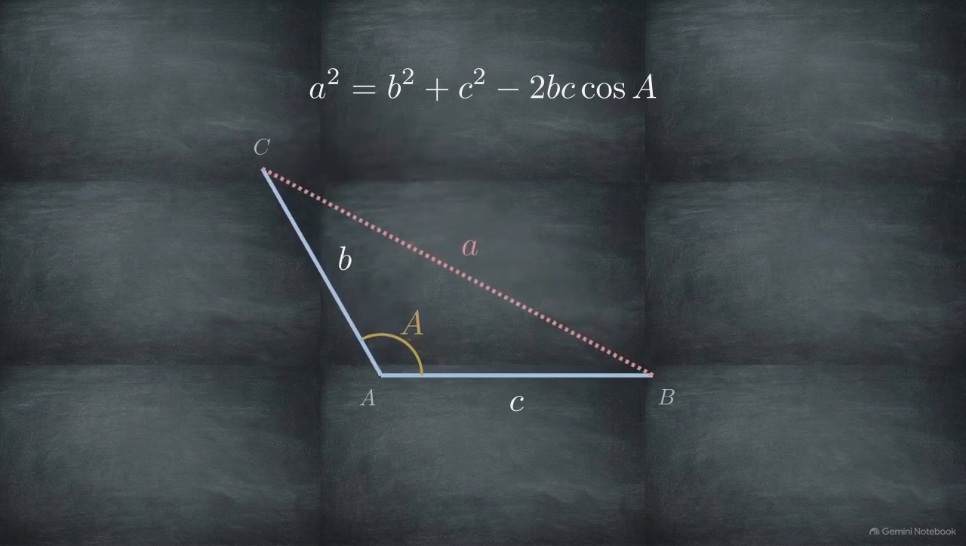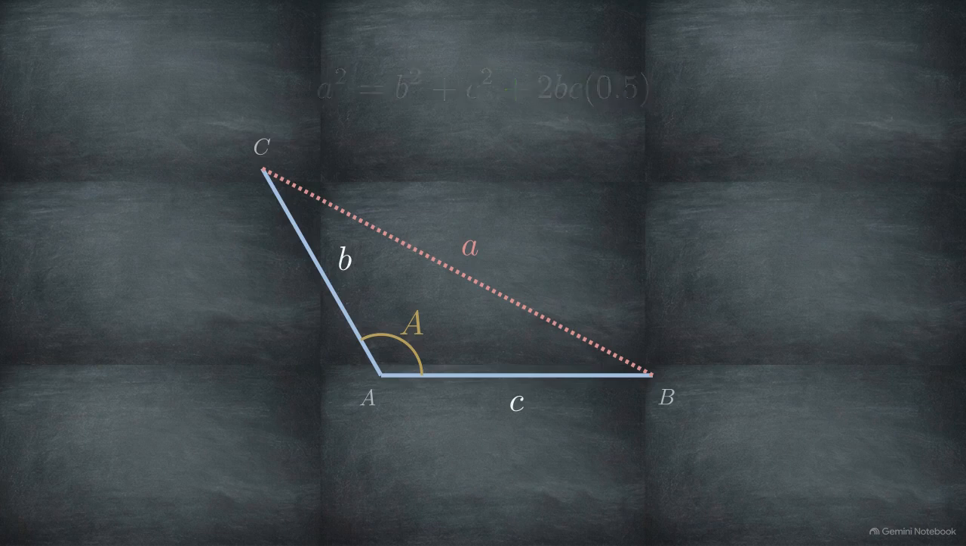When the hinge opens past 90 degrees, the cosine of the angle becomes a negative number. This negative value multiplies against the minus sign in the equation, turning the correction factor into a plus sign to accurately calculate the longer opposite side.